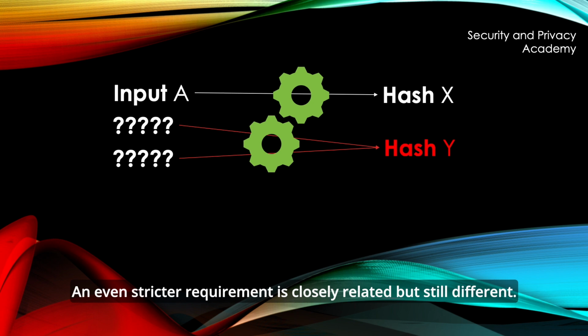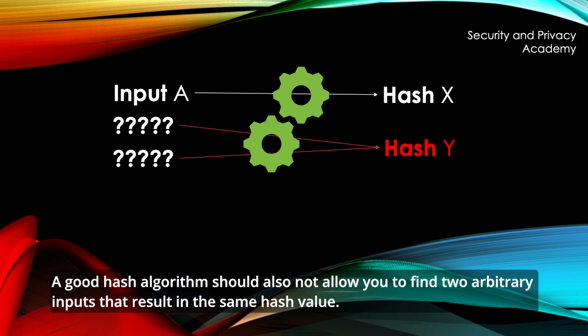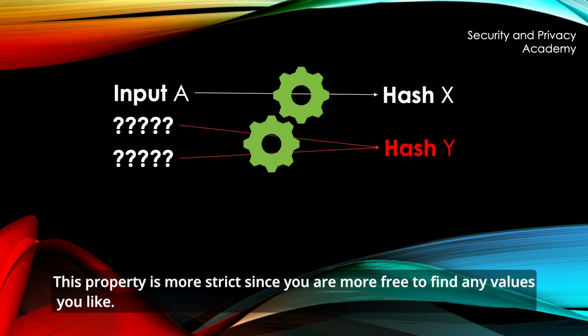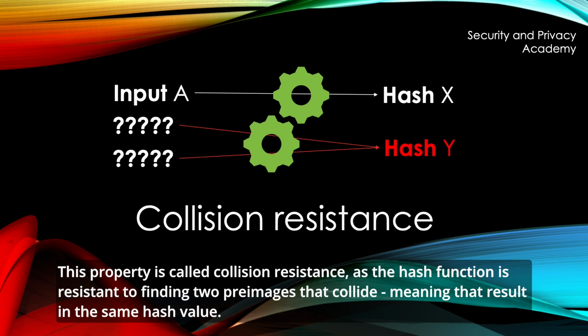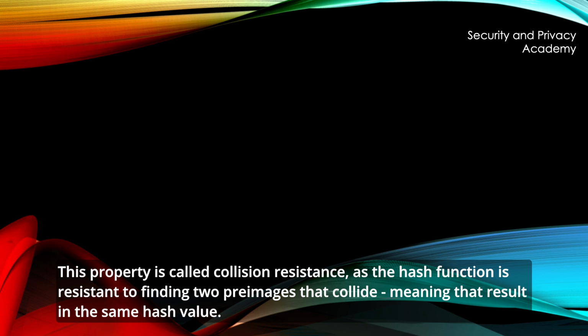An even stricter requirement is closely related but still different. A good hash algorithm should also not allow you to find two arbitrary inputs that result in the same hash value. This property is more strict, since you are more free to find any values you like. This property is called collision resistance, as the hash function is resistant to finding two pre-images that collide, meaning that result in the same hash value.